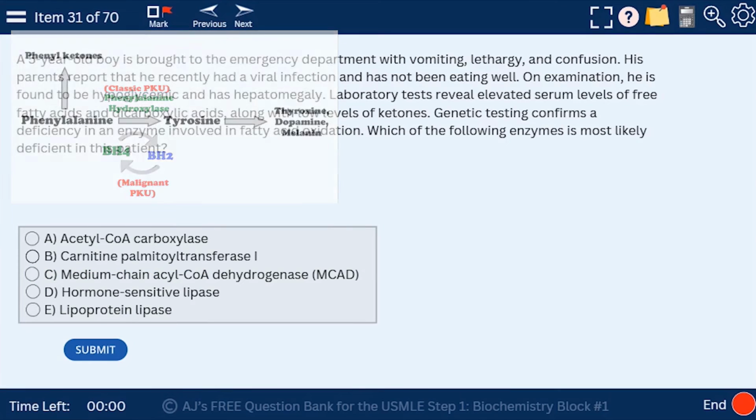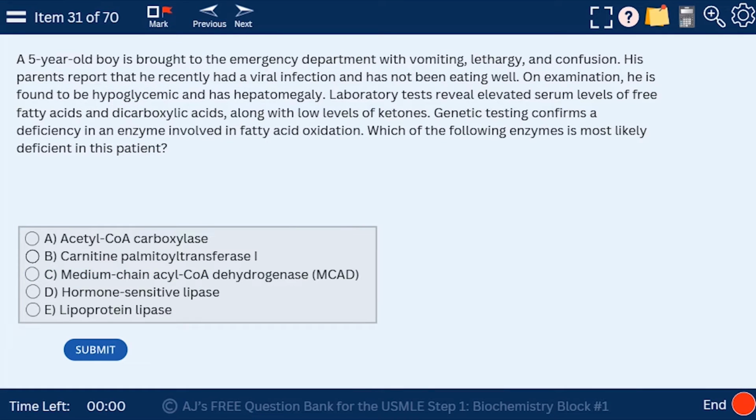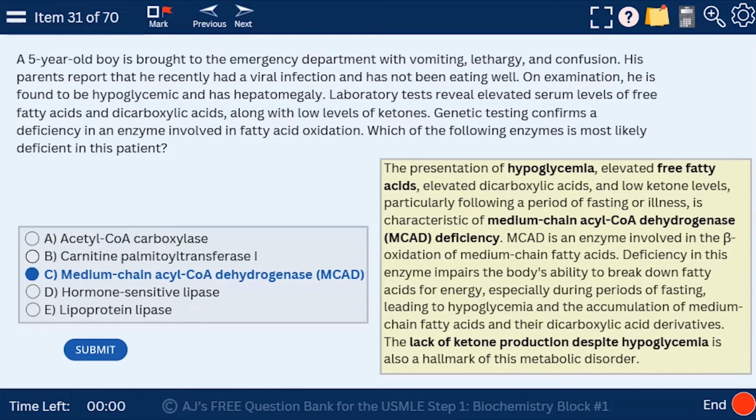Question 31. A 5-year-old boy who has vomiting, lethargy, and confusion. There's a problem with an enzyme involved in fatty acid oxidation. So basically this question is asking which of these enzymes is involved in fatty acid oxidation. So if you have a good memory, unlike me, you'll remember that it's C, medium chain acyl-CoA dehydrogenase, which you could read about over here, but this topic is way too boring for me to discuss.